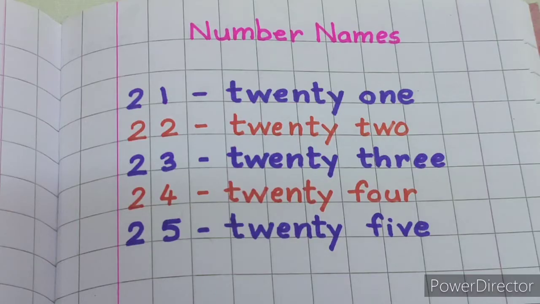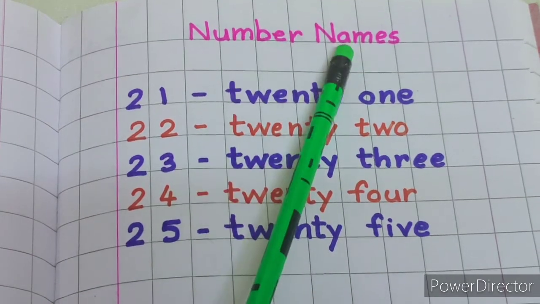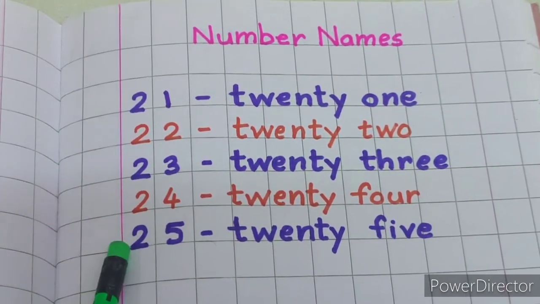Children, as you have already learned number names from 1 to 20, now it's very easy to learn number names from 21 to 25. Let's start. Children, let's learn number names 21 to 25 orally.